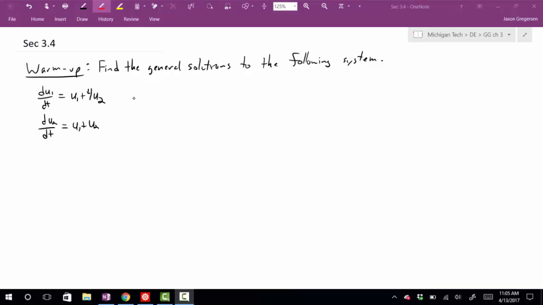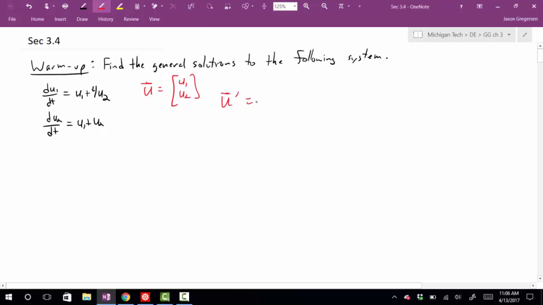All right, so what am I going to do? First thing I'm going to do is turn it into a matrix equation. If I let u equal the vector u1, u2, then this system looks like u prime is equal to my coefficient matrix times u. So now I want to solve the system. I've got to find the eigenvalues, eigenvectors of my matrix, and then form my solutions.